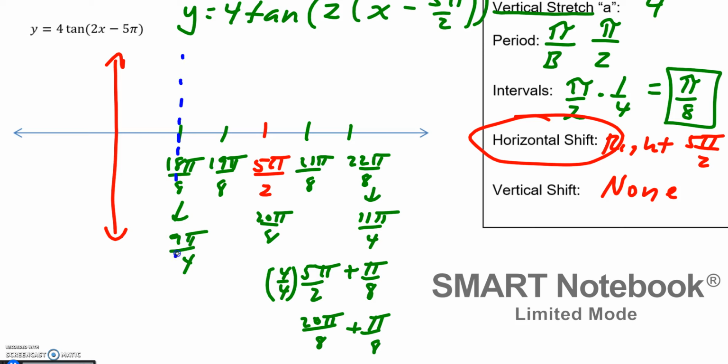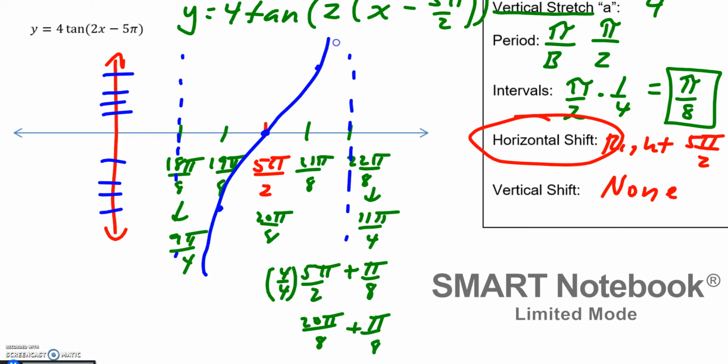These two are going to be my asymptotes. The vertical stretch is up 4 and down 4, and because your graph is increasing, this would be your lowest point, this is your middle, and this is your highest point. So your graph is going to look like this.